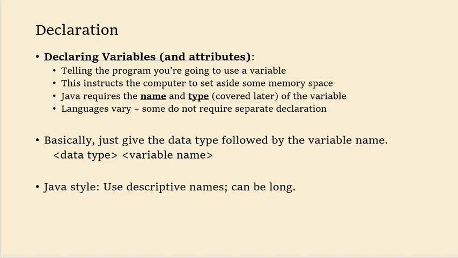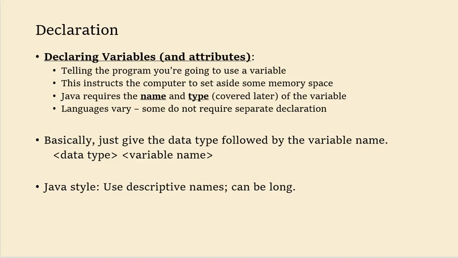So, declaration. Telling the program you're going to use a variable. What you're really doing is telling the program to set aside some memory space that it needs to store values later on. Java requires that you provide 2 things in a declaration. One is the name of the value, and one is the type of data that the value is going to have, and we'll talk about data types in a little bit. Languages do vary. Some do not require separate declarations. Some languages just let you start using variables without declaring them separately. Java is not one of them.